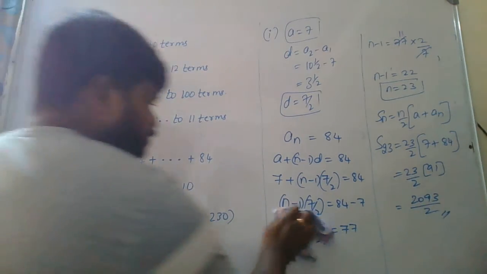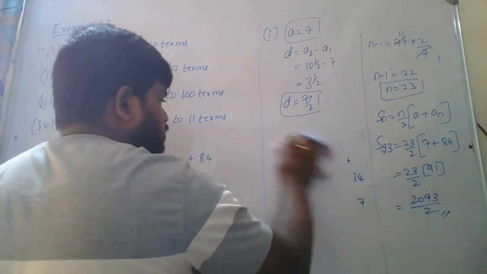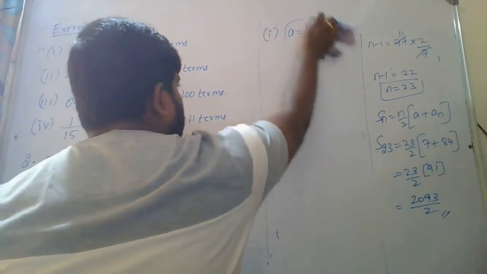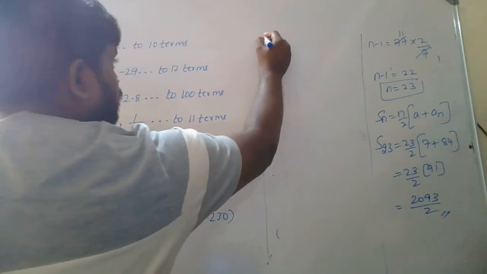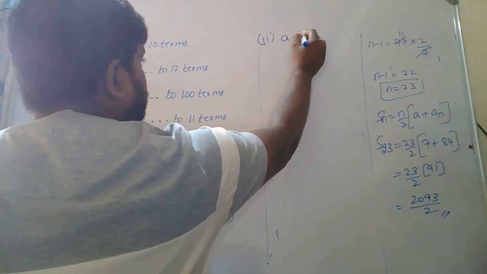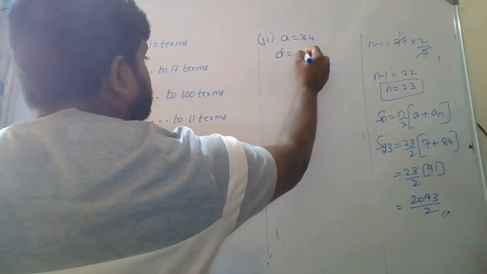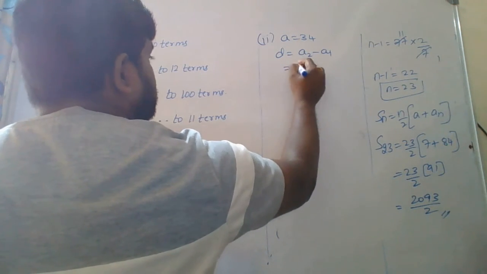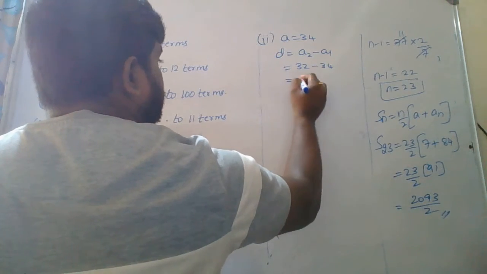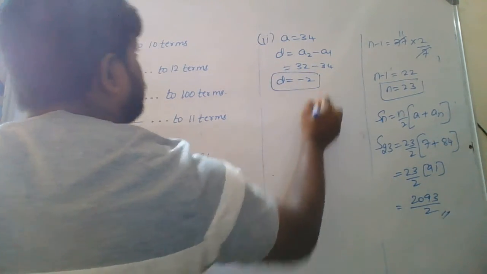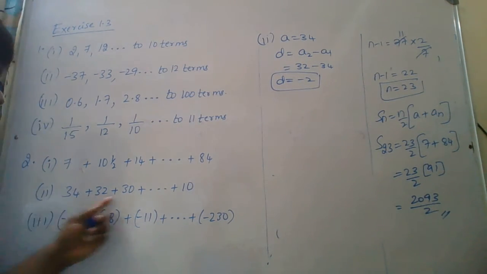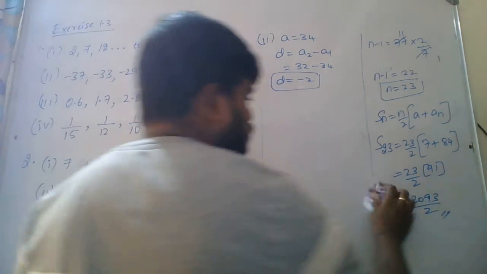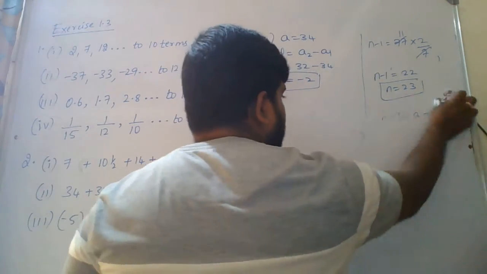The next problem is exactly a similar one. Let's try it out. So here a value is 34. d value is a2 minus a1, which is 32 minus 34, giving you negative 2. d value is minus 2. So once you have the value of d and a, what is missing? n is missing. We don't know how many terms we are adding. So let's find the value of n exactly the same way.